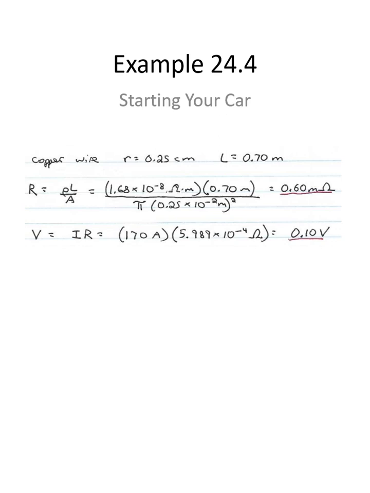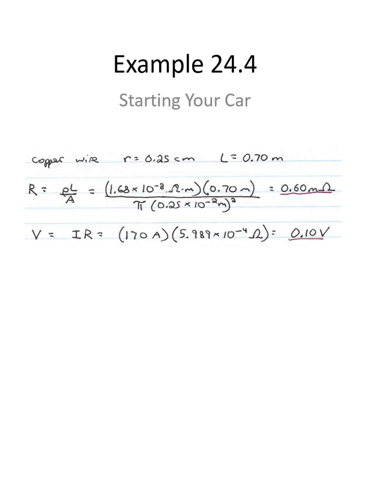We'll use the equation to find resistance. Resistance is resistivity times length divided by cross-sectional area. We need to look up the resistivity of copper in table 24.1 in the book, and it says that's 1.68 times 10 to the negative 8 ohm meters times the length divided by the cross-sectional area. It's a circle, so pi r squared. And you should get 0.60 milliohms.